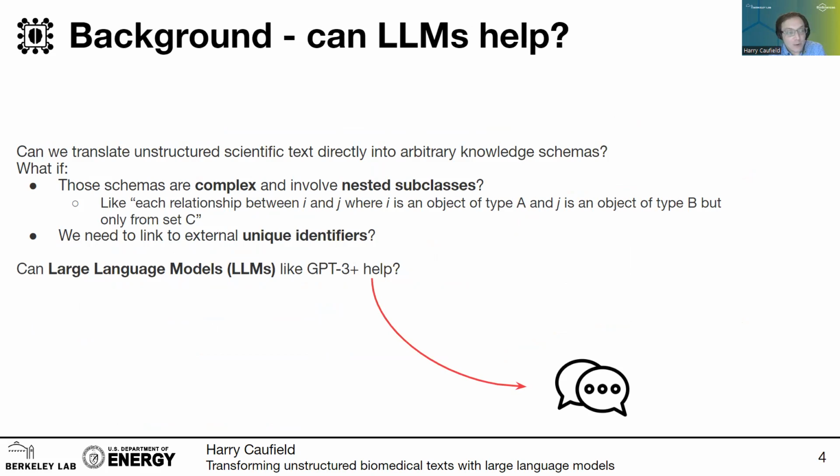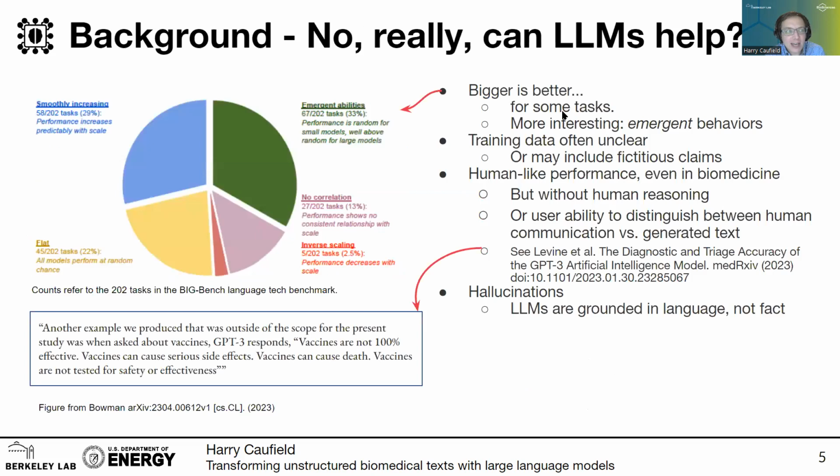And then let's take that a step further and say we want to link to external unique identifiers. For example, we want all the proteins to link back to UniProt. We want all of the taxons to link back to the NCBI taxonomy database. So can large language models like OpenAI's GPT-3 or GPT-4 actually help with this task?